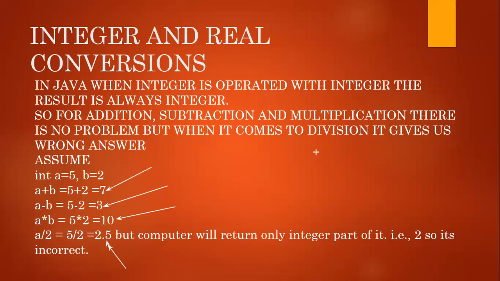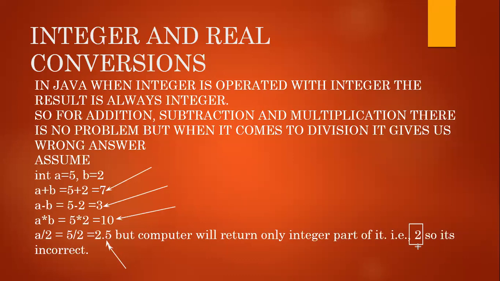What will be our answer, class? Our answer will be 2, and so it is incorrect. So you have to be very careful whenever you are using any operators with integers, and you have to be very careful when that operator is a division operator.